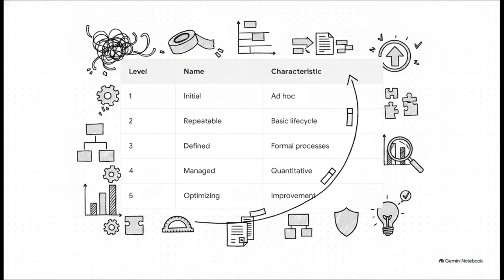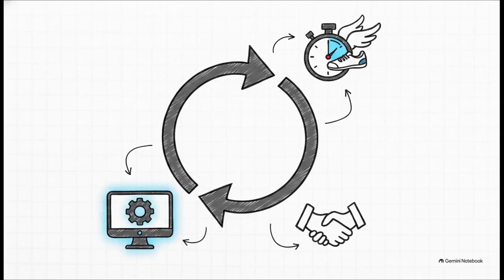It starts at level 1, the initial phase. This is where you usually find that chaotic, ad hoc, duct tape and chicken wire style of coding. But as an organization matures, it progresses through repeatable and defined stages, eventually hitting level 5, the optimizing phase. At level 5, you've got sophisticated processes focused entirely on continuous improvement and proactive defect prevention. It's night and day.